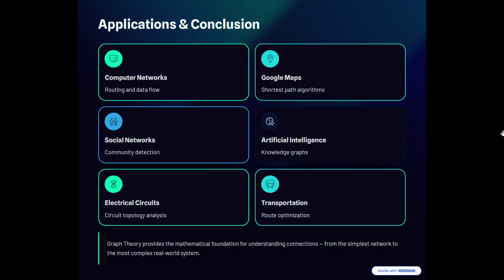Graph theory provides the mathematical foundation for understanding connections, from the simplest network to the most complex real-world problem.